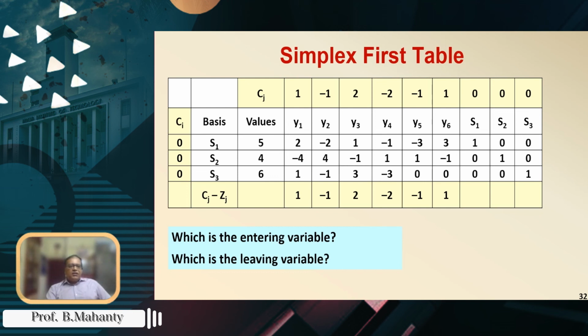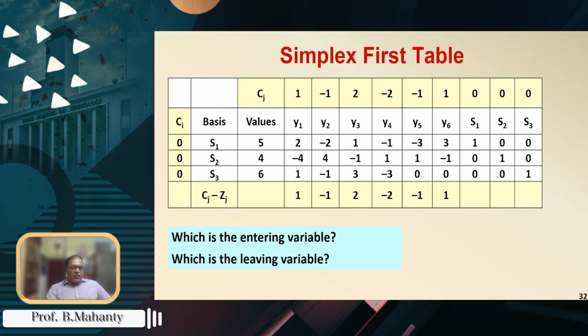The objective function is also written, and since zj equals 0, the cj minus zj values are also easy to compute. So this is a maximization problem, so we have to take the best possible value, the most positive value. So obviously it is clear that y3 should come into the basis, is it not? Because 2 is the highest.